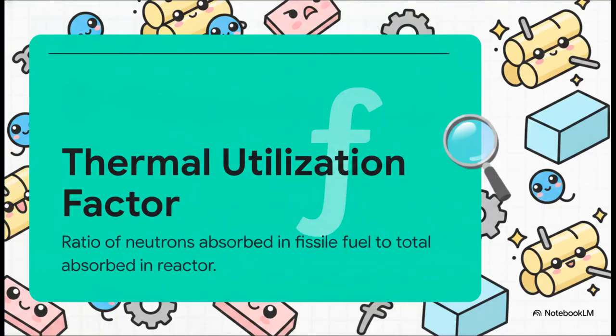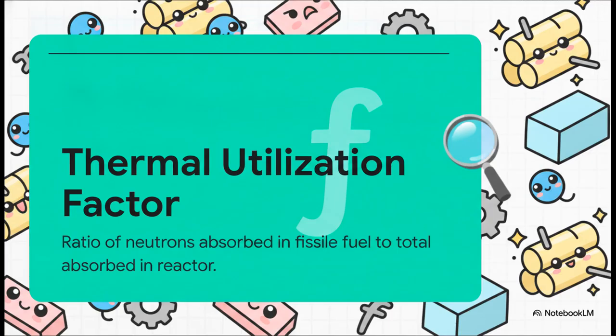Now, here's a critical truth about our neutron family tree. Not all neutron absorption is actually helpful to us. We really need a way to mathematically separate the good absorption from the bad, and this is exactly where the letter F comes in. The thermal utilization factor, or F, is simply a ratio. It's the number of neutrons absorbed specifically in the fissile fuel divided by the total number of neutrons absorbed in the entire reactor. That includes all the neutrons swallowed up by the moderator, the structural materials, the control rods, the whole shebang.